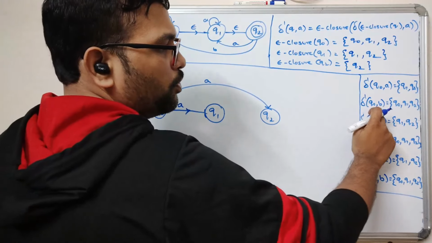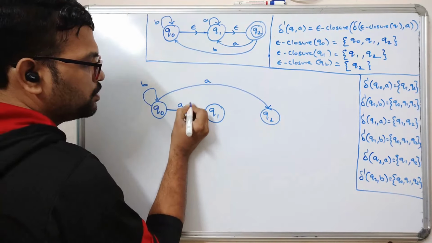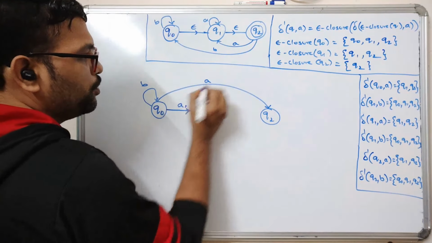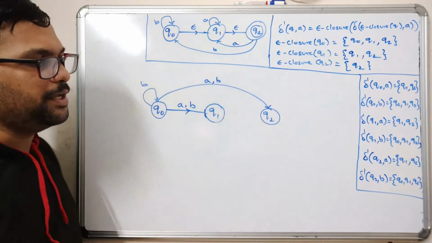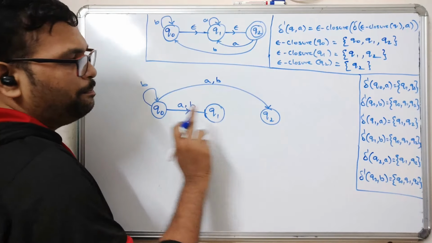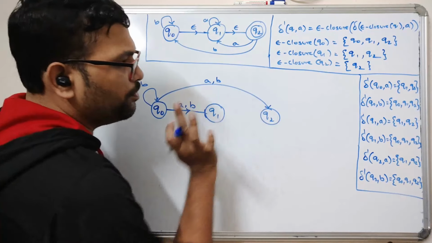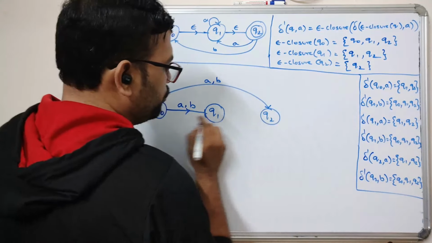Next, Q0 on B, it goes to Q1. So here Q1 and Q2. So Q2 again you can simply write it as B. Okay. So Q0 on B, Q0, Q1, Q2. Now Q1 on A, Q1, Q2.